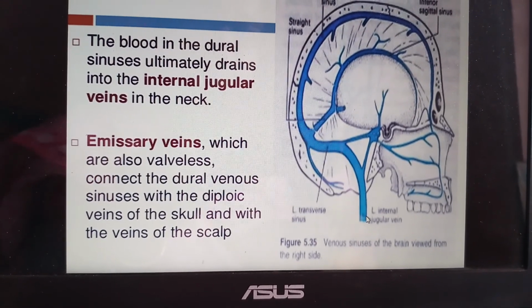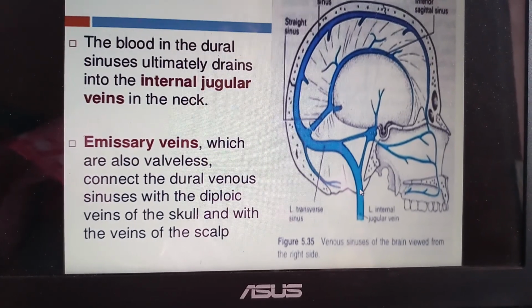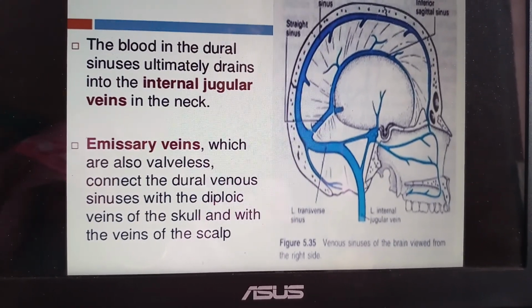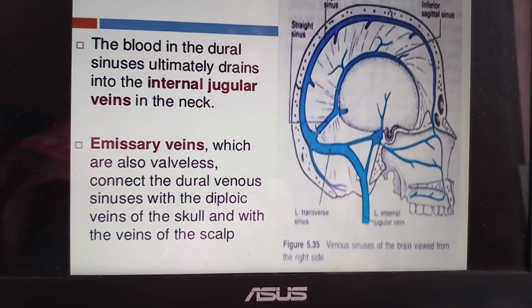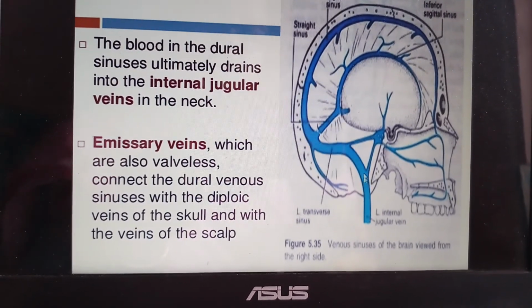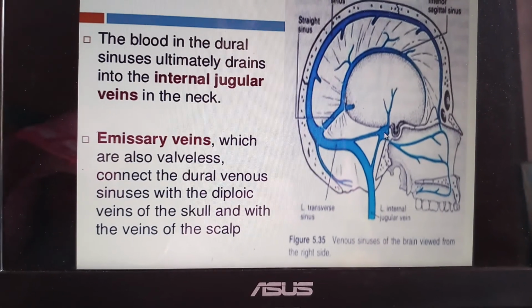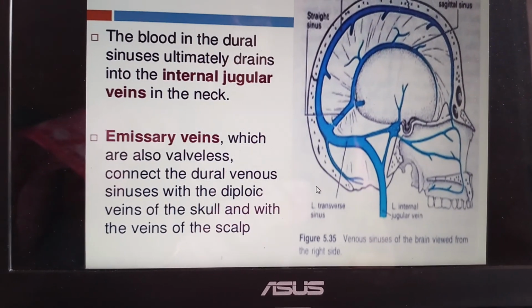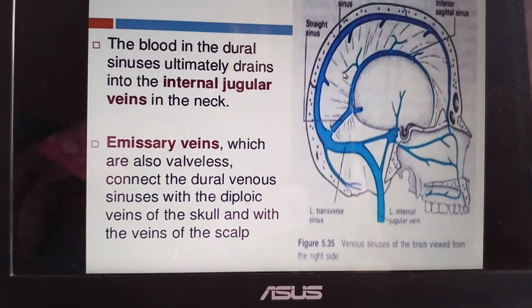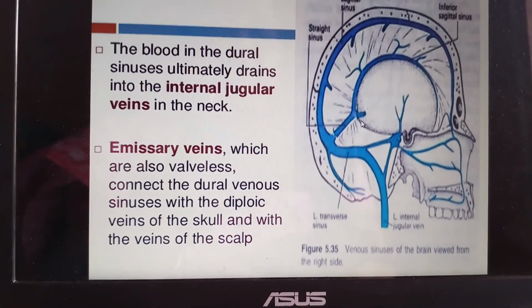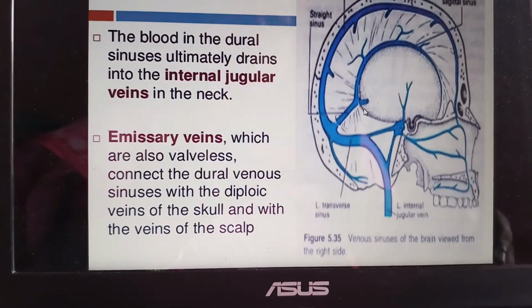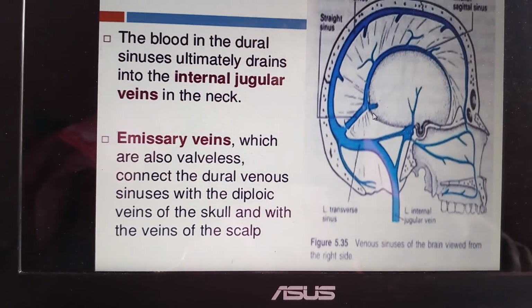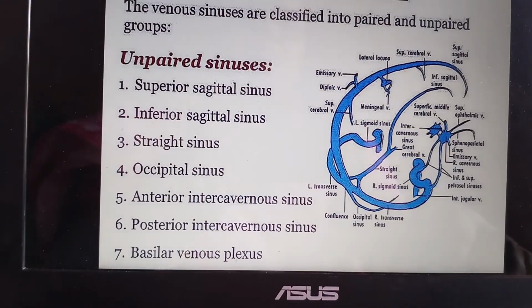These venous sinuses are going to be drained finally into the internal jugular vein. We are seeing it from one side, so we find that this is draining into the internal jugular vein. And emissary veins are present everywhere, which are also valveless, but they connect the dural venous sinuses with the diploic veins of the scalp and also with the veins of the skull.